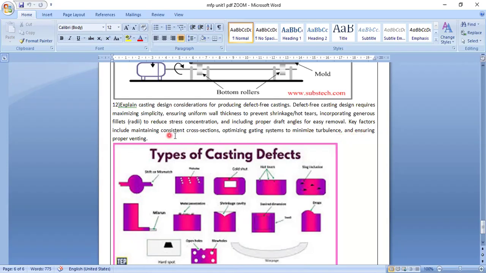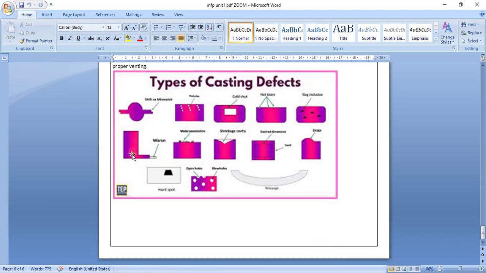The key factors include maintaining consistent cross sections, so the area should be maintained. Optimize the gating system to minimize turbulence, with laminar flow. Ensure proper ventilation, so there is full air flow. This is also one type of defect: too much material here, too little material there. All the types of defects should be considered.